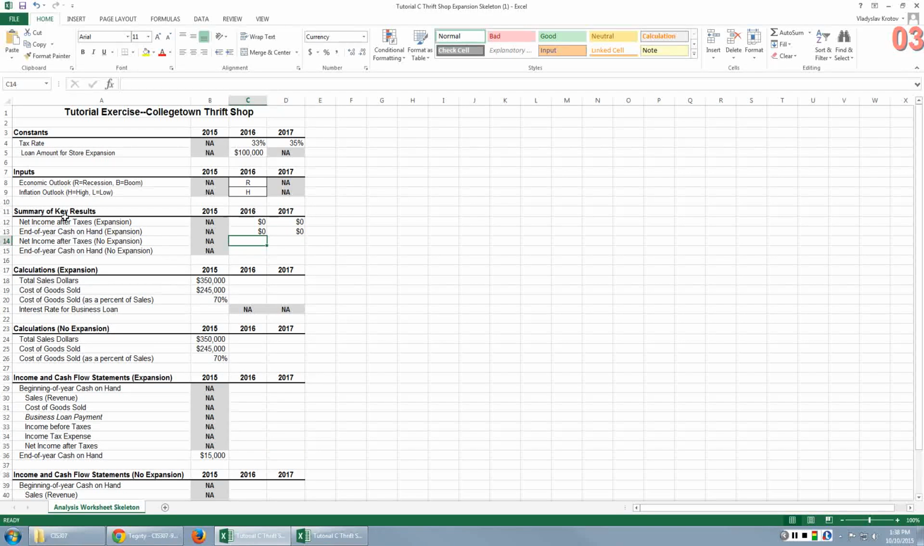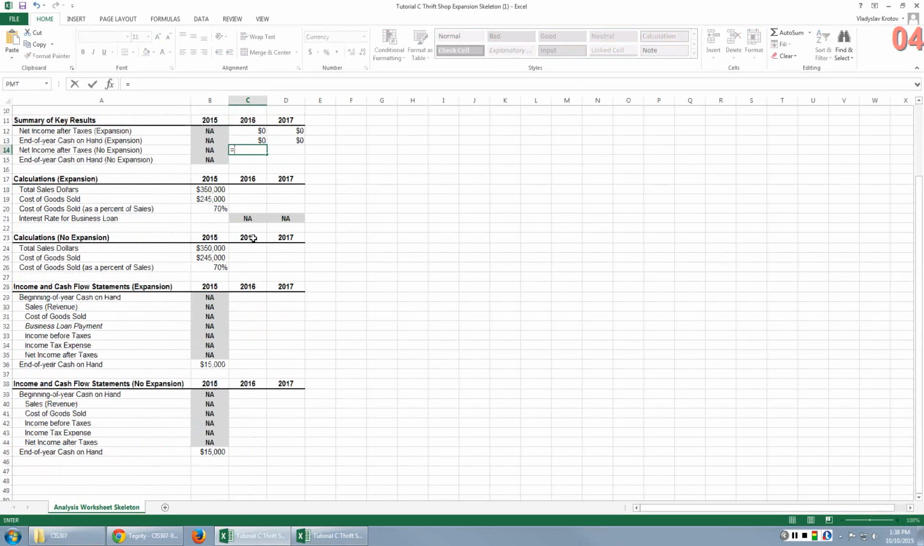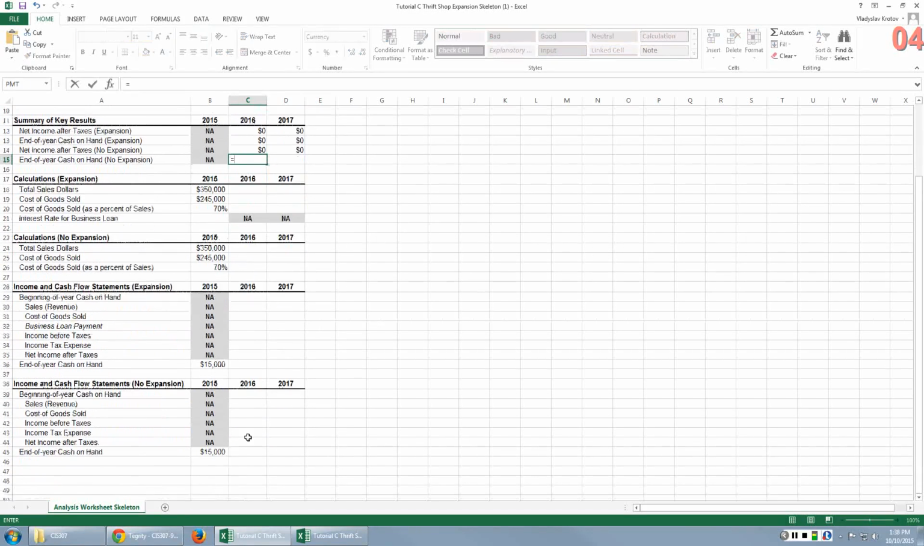So you did not do calculations, but data transfers from the expansion scenario. Now you will do the same for no expansion, from this side of the worksheet. So basically, you're saying here, net income after tax, no expansion, can be found in this cell. And then once again, you just drag your formula here. And then the same thing for end of year cash. You get it from that no expansion section.